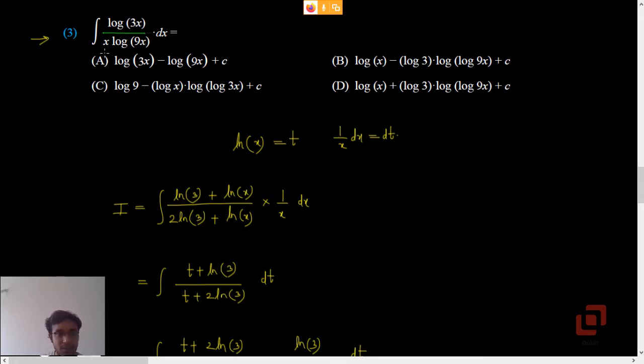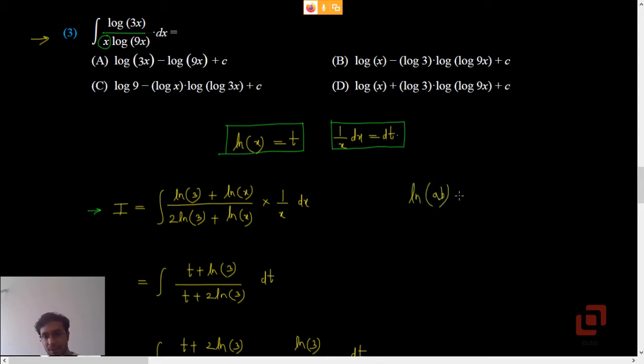You observe that in the integrand, x is present in the denominator, which is the derivative of log x, 1 upon x. So you will opt for the substitution log of x as t. 1 upon x dx will then become dt. Then you write down the given integral as it is, but this time you use the property of logarithms, that log of a into b is log of a plus log of b, and the other property is log of a squared is 2 log of a.